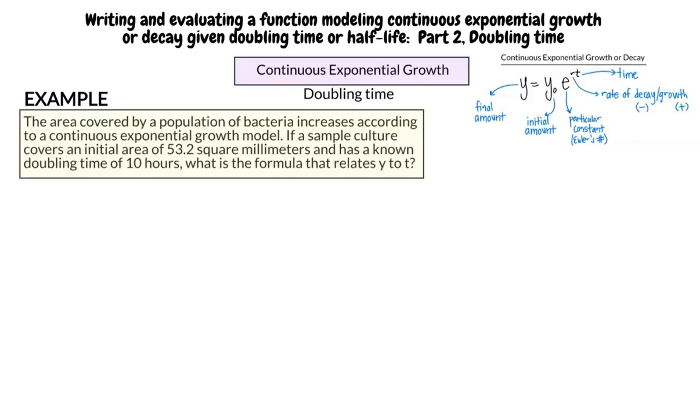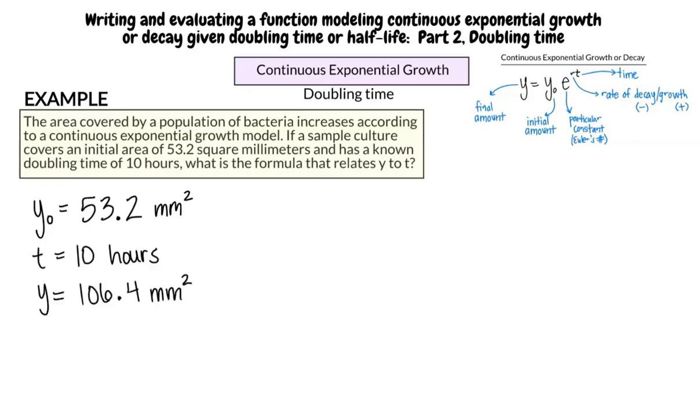Let's summarize our problem. We know that, initially, the culture covers an area of 53.2 square millimeters. The doubling time for this specific bacteria was given to be 10 hours. Using your knowledge of doubling time, how much area will the bacteria cover after 10 hours? I think the area should double in 10 hours, so 106.4 square millimeters.